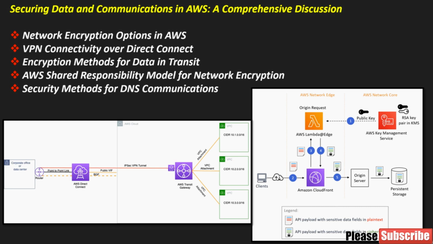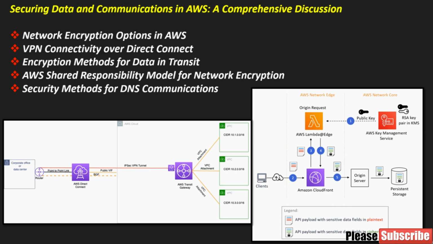The second point, we need to talk about the VPN connectivity over Direct Connect. As I have explained in an earlier lecture, AWS Direct Connect provides us a dedicated network connection between an organization's on-premises data center and the AWS cloud. To enhance the security of this connection, virtual private network connectivity can be implemented over Direct Connect. This layered approach adds an extra layer of encryption to ensure the confidentiality of data traversing the network.